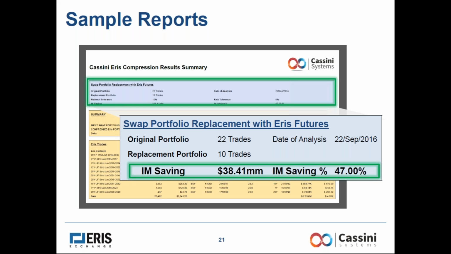In this example, we have 22 OTC transactions compressed into 10 Eris swap futures contracts, reducing initial margins by 47%, and in this case, a reduction of almost $40 million. So you'll see from the analysis, there is an immediate benefit, accretive to income, from a reduction in financing costs.